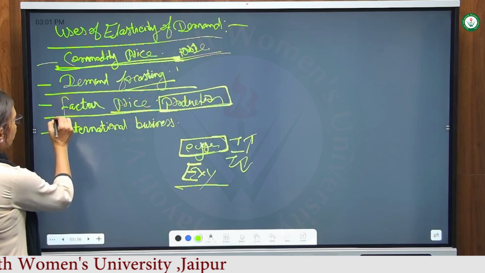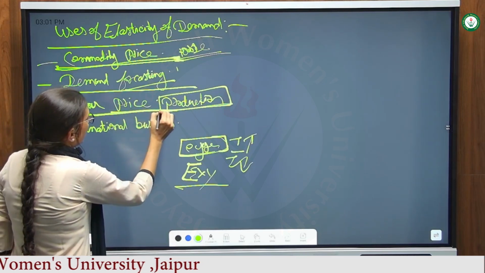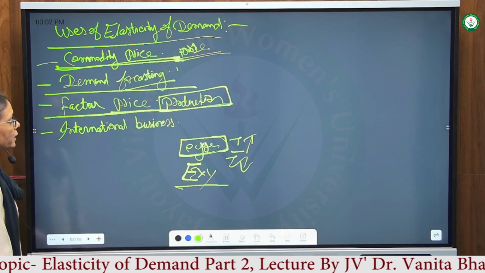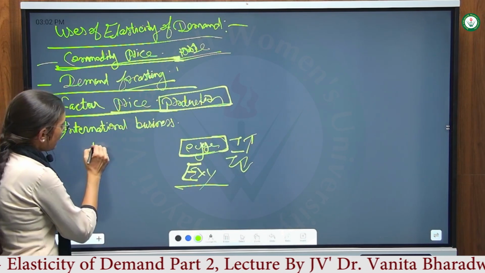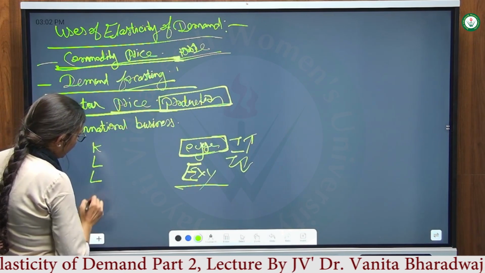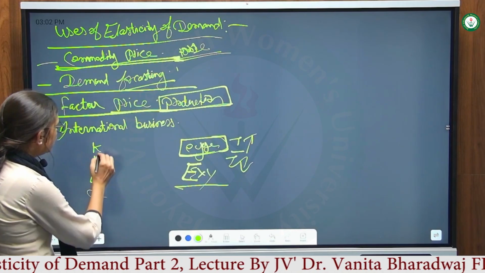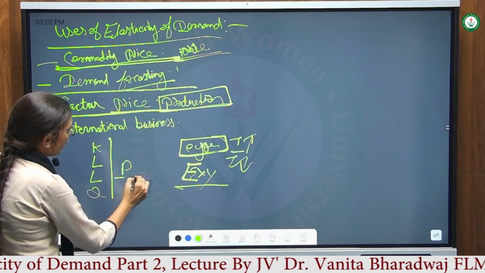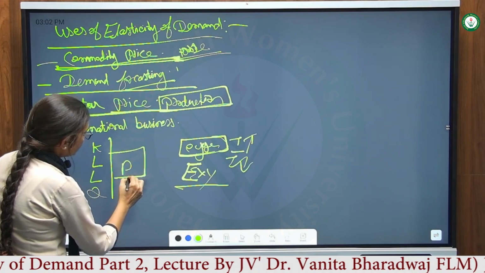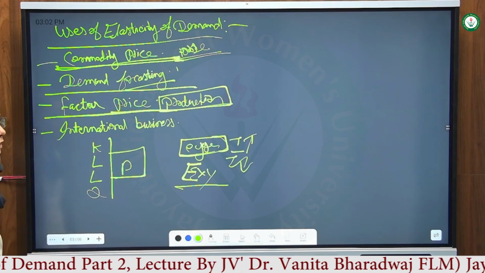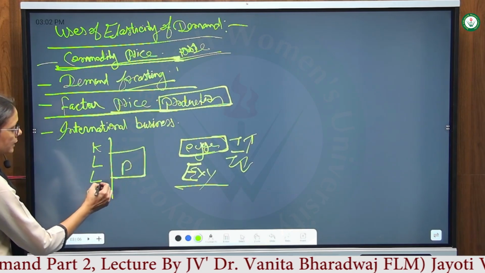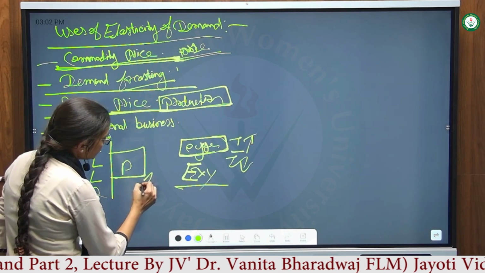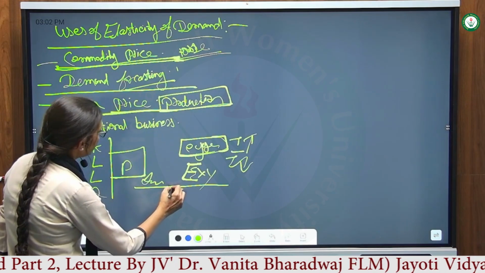Next point is factor pricing. How are the prices of production factors decided? What are the production factors? Production factors are capital, land, labor and organization. These are the four production factors. And how do we decide the prices of these production factors? According to the elasticity of demand. A more elastic factor gets less price, and an inelastic factor gets more price.